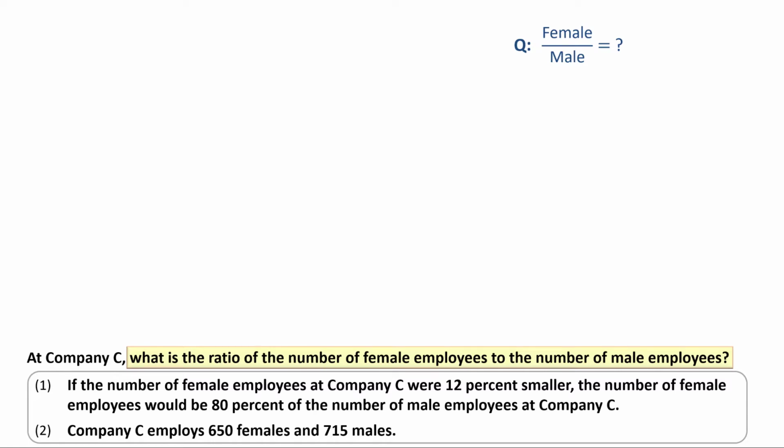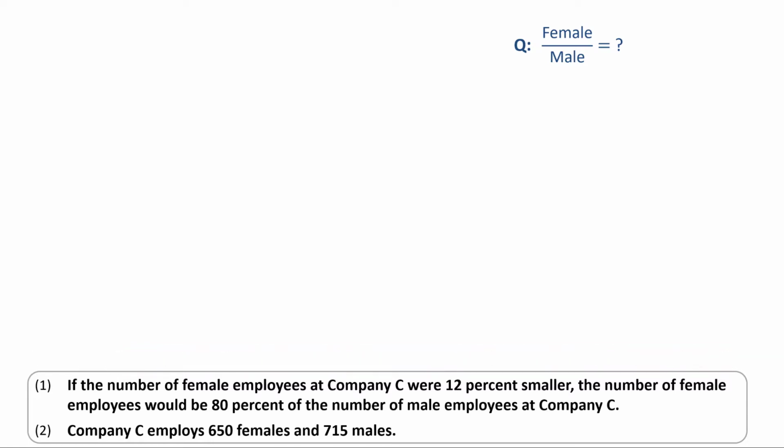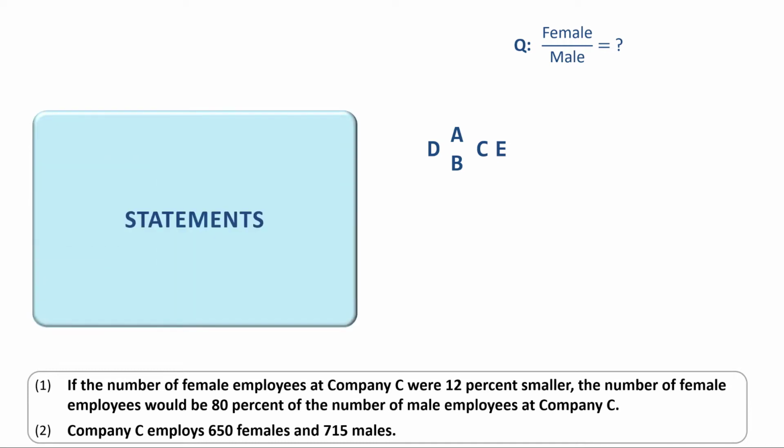Now that we are done with the top section of this problem, it's time for stage 3, which is simply to write the DABC grid. And finally, stage 4 is to process these statements. Statement 1 is kind of a mess. It starts with an if clause, it gives a couple of different percents, and it's long. On the other hand, statement 2 looks simple. It straight out tells us how many female and male employees there are.